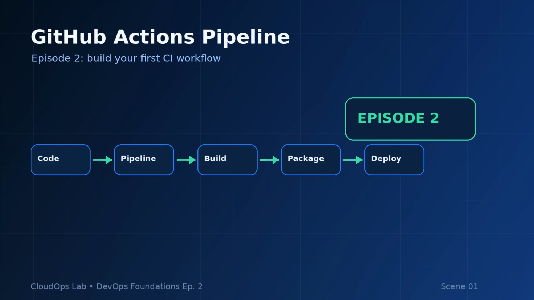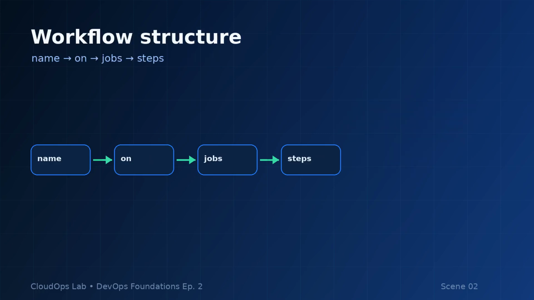You do not need to memorize every YAML option today. What matters is understanding the structure, because once you understand the structure, every workflow file becomes much easier to read. A GitHub Actions pipeline usually lives inside your repository under a folder called .github/workflows. Inside that folder, you create a YAML file, for example, ci.yml. That file answers 4 questions.